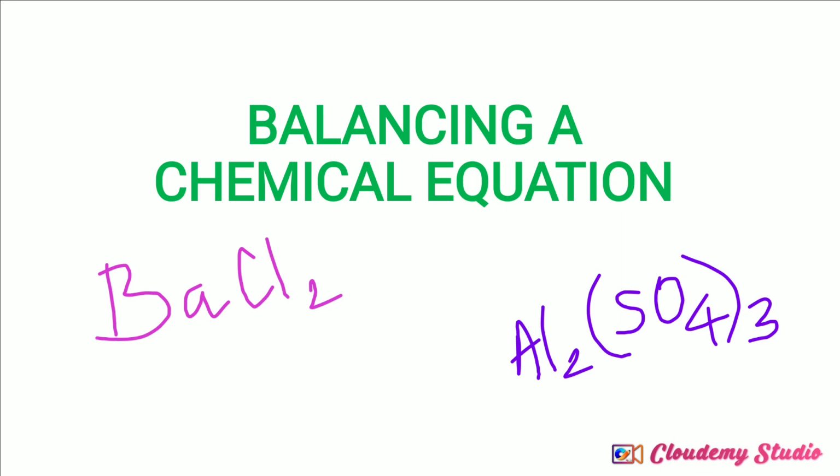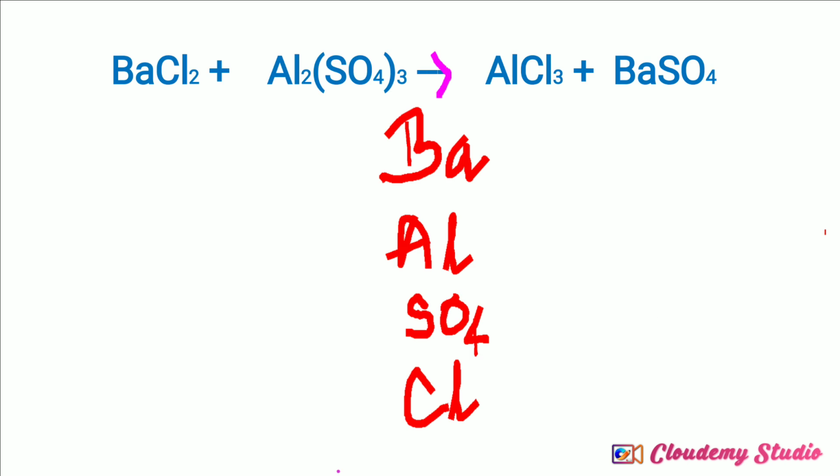We are going to witness one more balancing chemical equation, that is the reaction between barium chloride and aluminium sulphate. Let's work out the balancing of this equation.